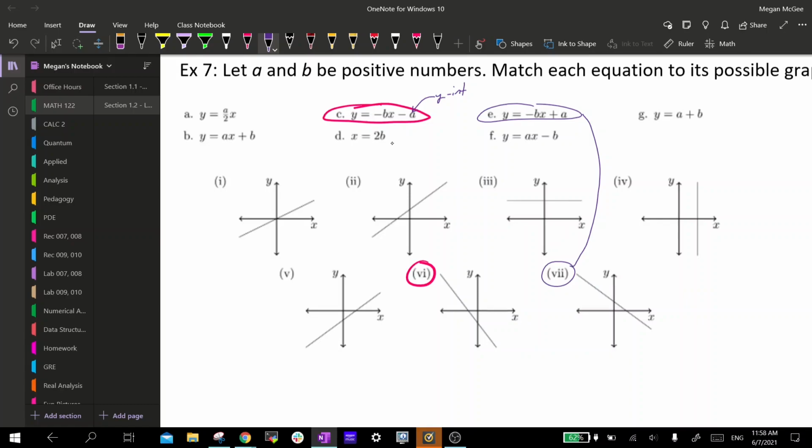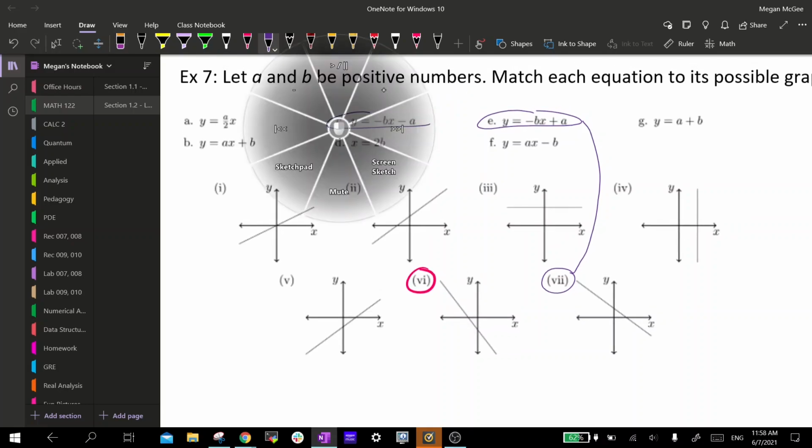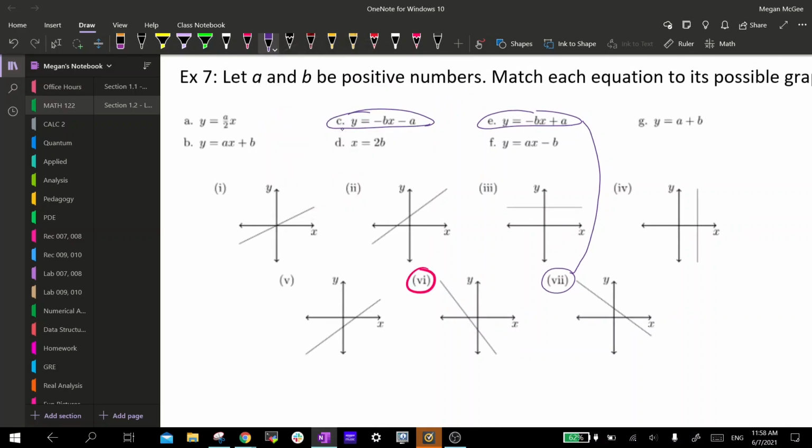Okay, and that leaves us with C and 6. So the negative y-intercept crosses the y-axis below the x-axis. All right, so in the negative values. All right, so we just knocked 2 out of here. Let's see what else we can knock out fairly quickly.